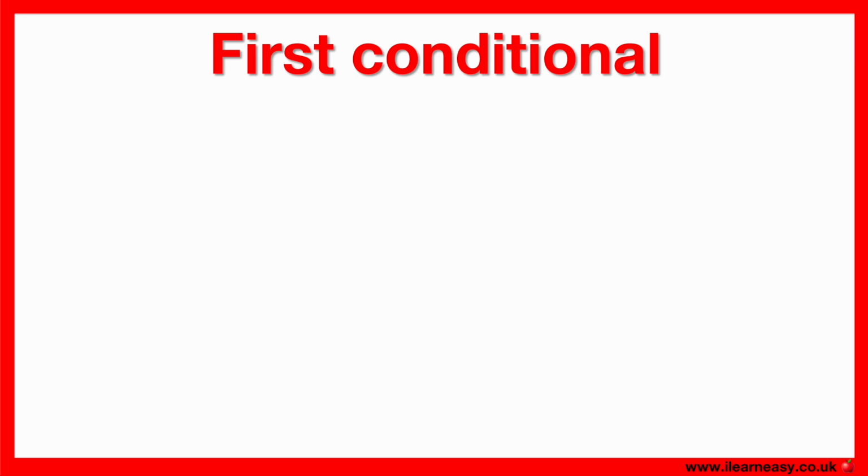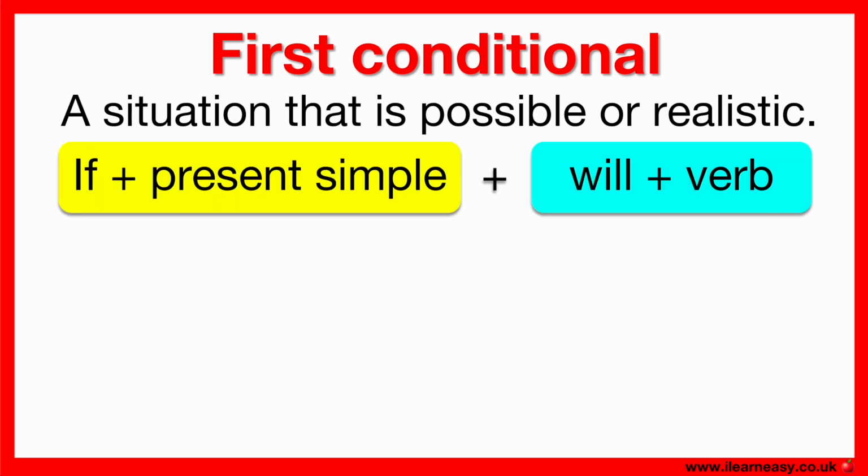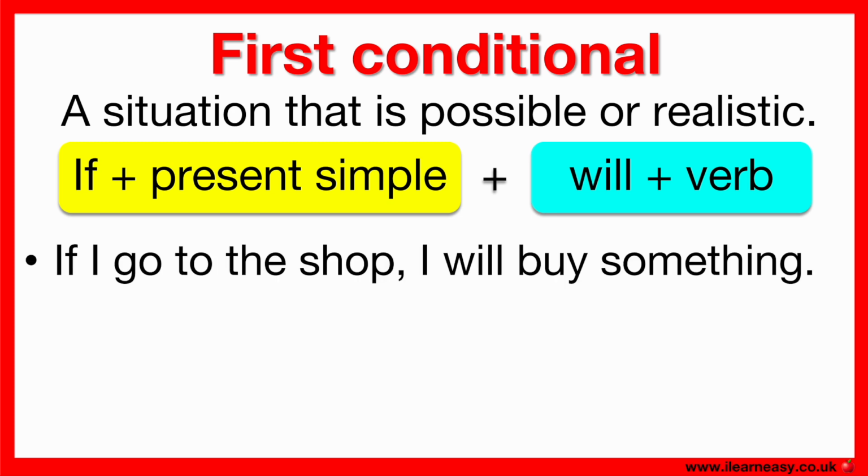First conditional. The first conditional refers to a situation that is possible or realistic. The structure is if followed by the present simple for the condition, and for the main clause, it's will followed by a verb in its base form. This conditional is used when the condition is possible and the result is likely. For example, if I go to the shop, I will buy something.